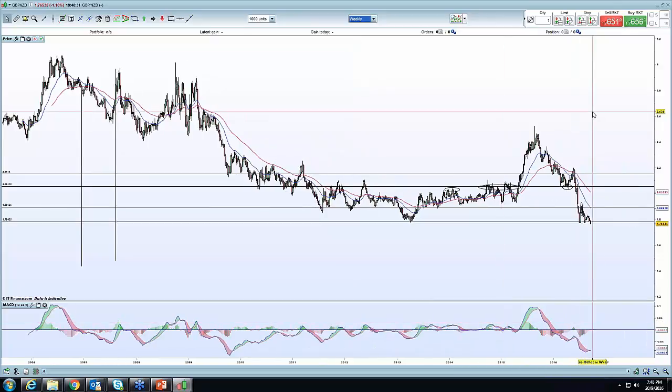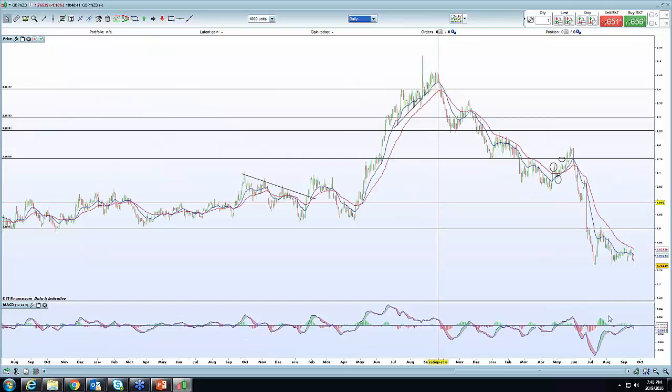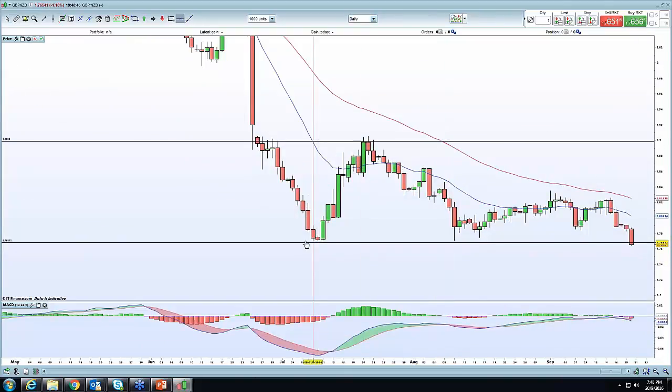These are things that I'm always looking out for on a weekly, daily, and 4-hour chart: new higher highs or new lower lows. So the weekly chart seems very bearish. The daily chart seems really bearish as well. So you can draw your line here. This is a line in the sand.